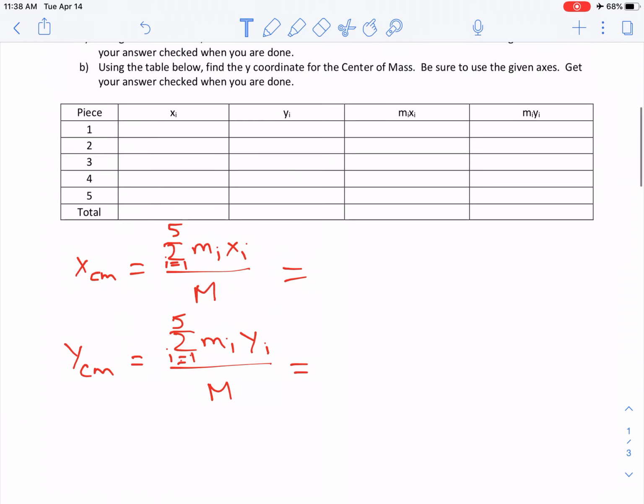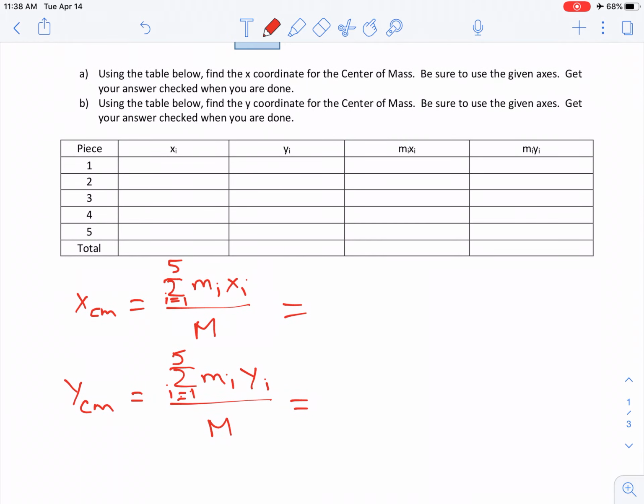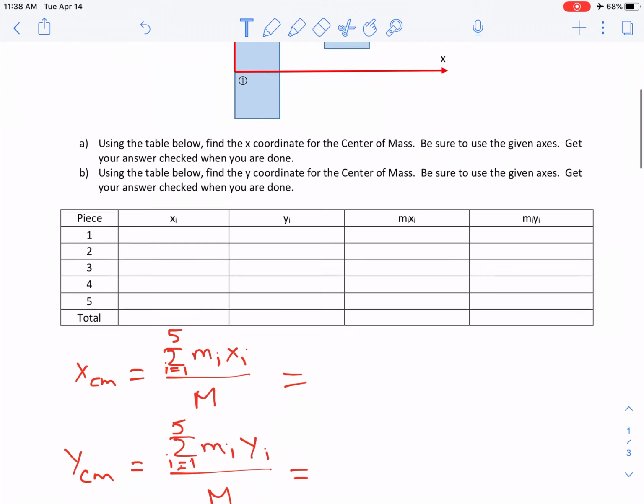Then we're going to write down what these are. The table helps because you can see that this is m_i x_i, for example, and this is going to be the total right here. So we just need to put this in there. And then the total mass is going to come at the bottom, so you can simply find out what the values are. So that's the plan. But to get to the m_i x_i's, let's just find out what the x_i's and y_i's are.